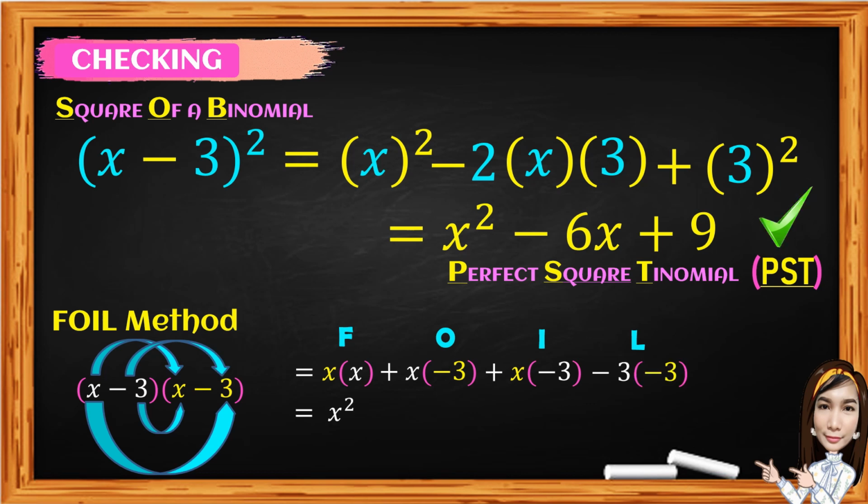X times x equals x squared. X times negative 3, we have negative 3x. X times negative 3, again we have negative 3x. Negative 3 times negative 3, we have positive 9. Combine similar terms. As you can see, we have negative 3x plus negative 3x, we have negative 6x. So the product is x squared minus 6x plus 9. And we got the same answer.